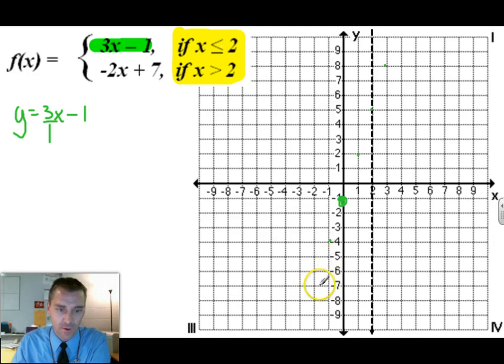1, 2, 3, back 1. So you get the idea. So there you go. So all I'm doing is graphing this line. Now notice, I'm not doing any inequality, so you don't look at this and say, oh, it's actually a solid line. Oh, this is going to be a dotted line.